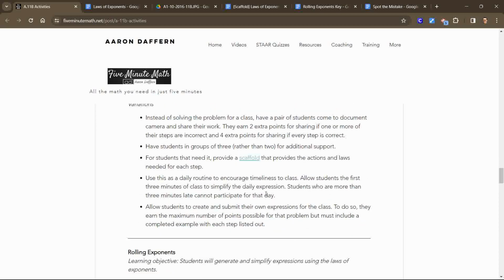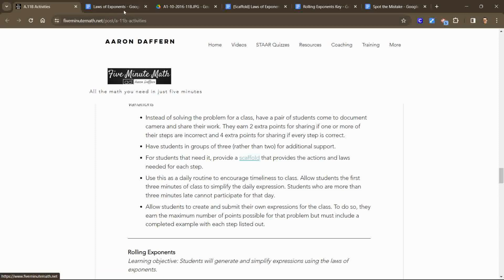So some variations. Instead of you as the teacher solving the problem for the class, you could have a pair of students come up and share their work. And they earn 2 extra points if they try, but one or more of the steps are incorrect. They earn 4 extra points if every step is correct. So good for them. You could have students in groups of 3.